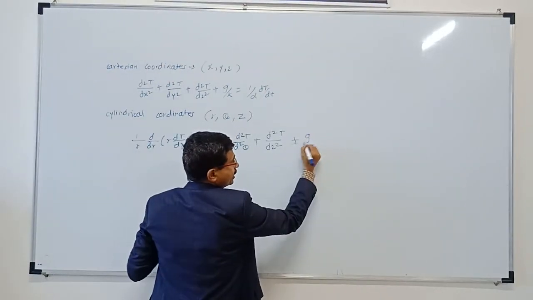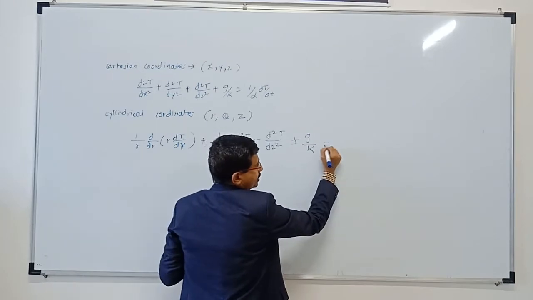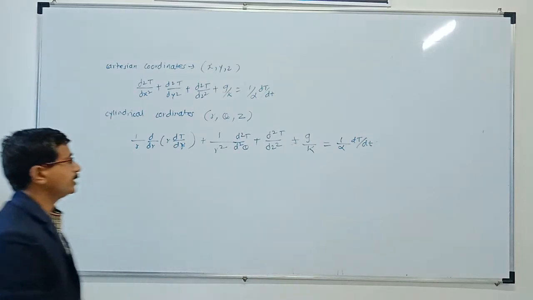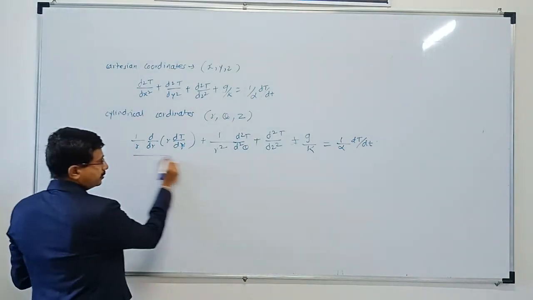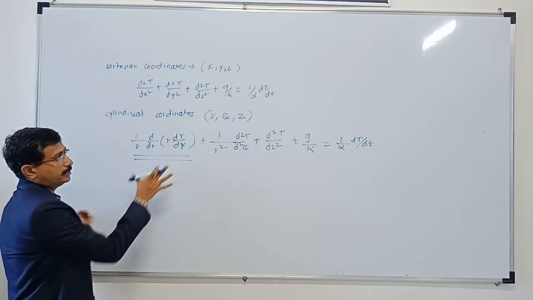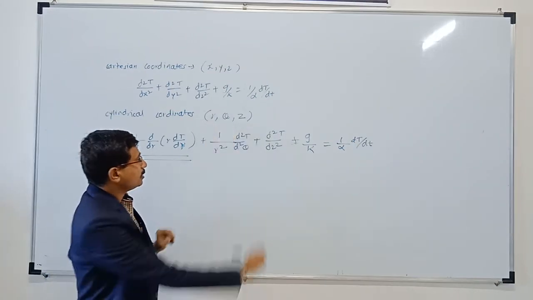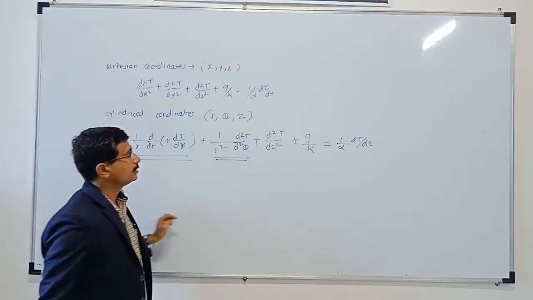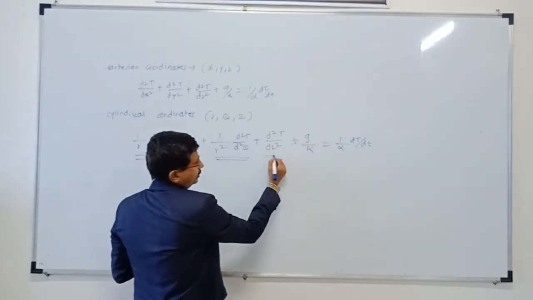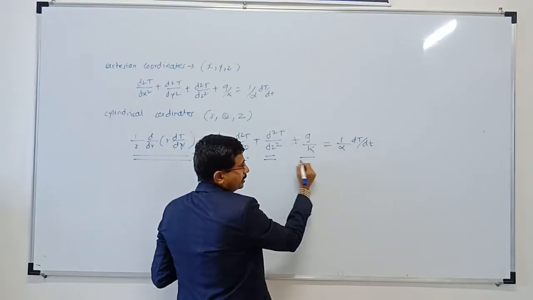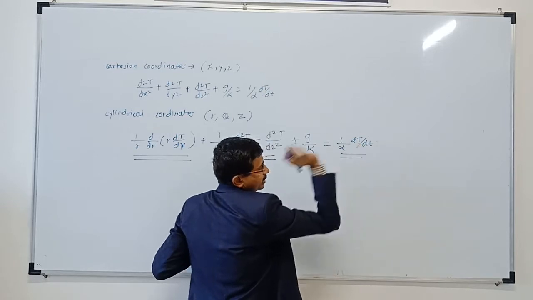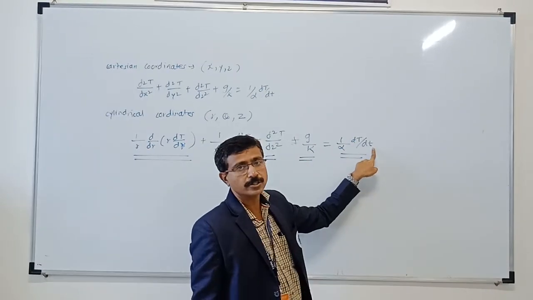With heat generation, that term is g by k, equal to 1 upon alpha dT by dt. Let's check it out. This is your first coordinate, 1 by r d by dr of r dT by dr. What is the second coordinate? That is theta. And d square T by dz square indicates the third coordinate, z. The g by k indicates the heat generation term, and this indicates the unsteady state term, dT by dt, which is not equal to 0.